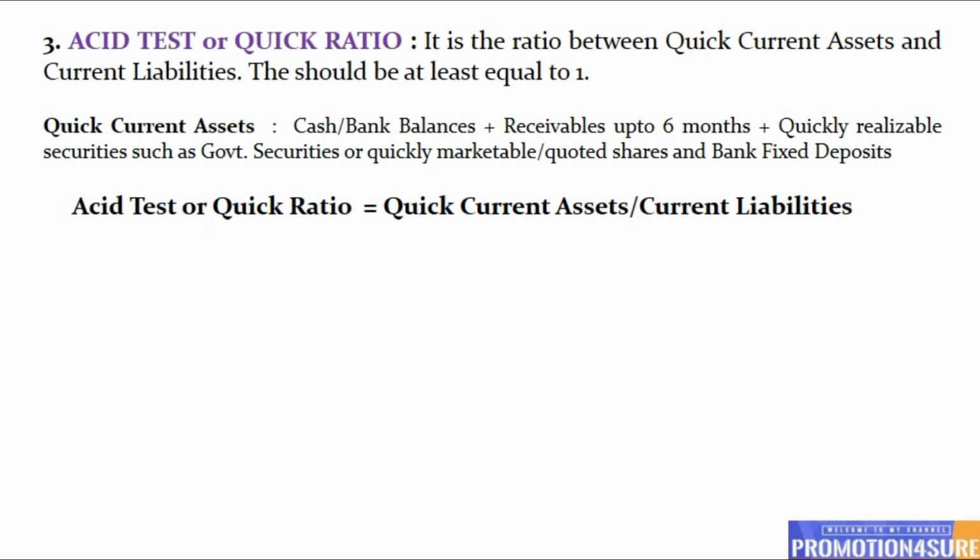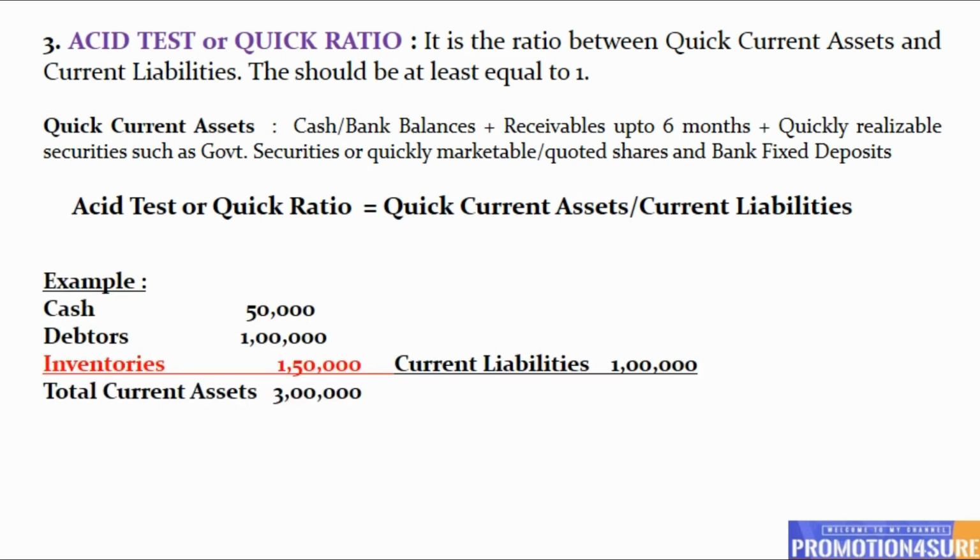Now, the acid test or quick ratio is the ratio between quick current assets and current liabilities. This should be equal to 1. Quick current assets are cash and bank balances plus receivables up to 6 months, and quickly realizable securities such as government securities or quickly marketable quoted shares, and bank fixed deposits. So the acid test or quick ratio is quick current assets upon current liabilities. This is an example which you can take.